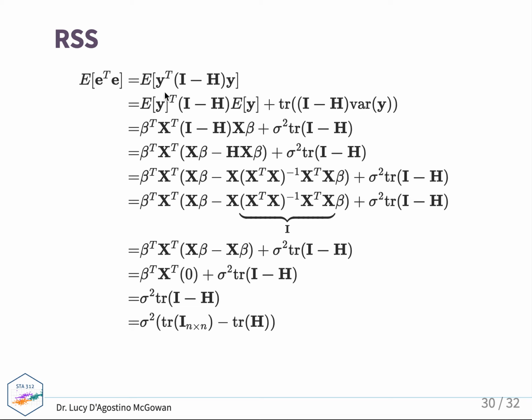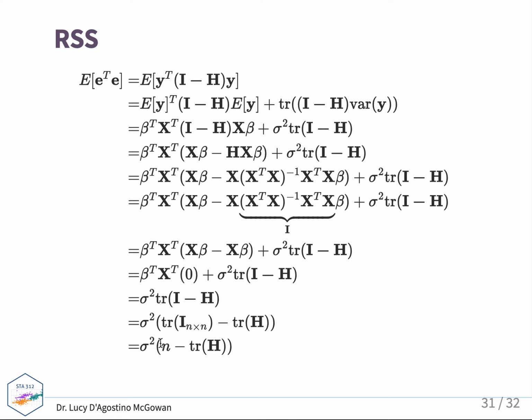We've got this y, which has n rows, so it's got one for every observation. In this case it has n columns because it's transposed, but the y itself has n rows. And so this identity matrix on the inside here is going to be n by n. That tells us that the trace of an n by n identity matrix is just going to be n. So we can replace that with n.